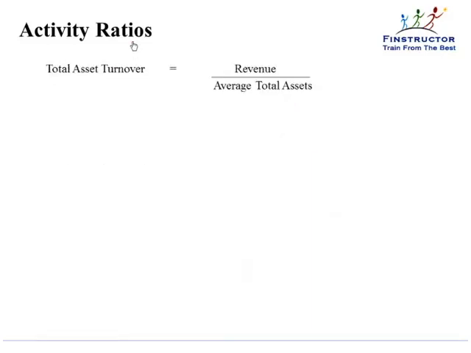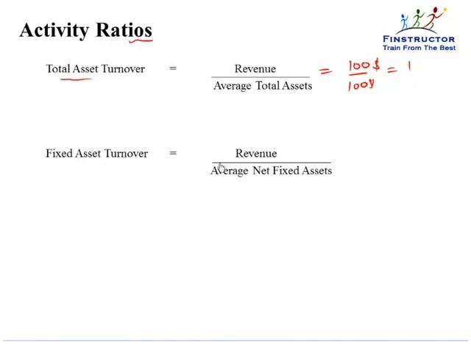Other activity ratios deal with fixed assets. So the total asset turnover would be the revenue upon the average total assets. So if I have $100 worth of assets and I make a revenue in the year worth $100, then the total asset turnover is 1 times. Fixed asset turnover correspondingly is given as revenue upon average net fixed assets. So how much sales are we doing for the amount of fixed assets that we have employed?